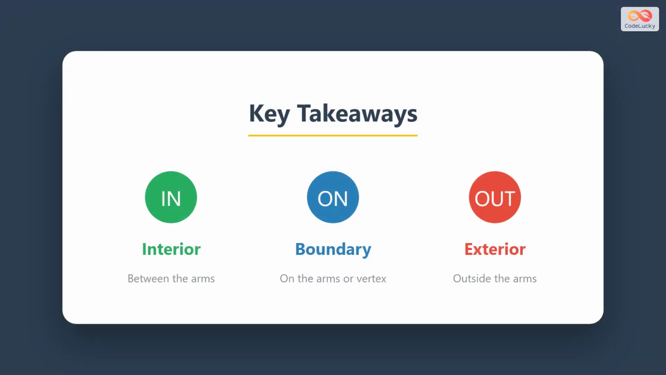To summarize today's lesson, the interior is the space between the arms. The boundary consists of the arms and vertex themselves, and the exterior is everything outside the arms. I hope this helps you visualize angle regions better.